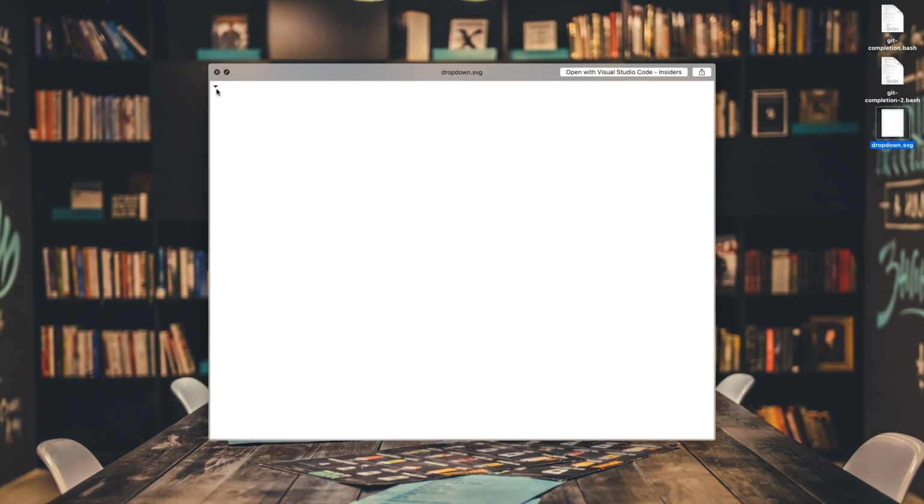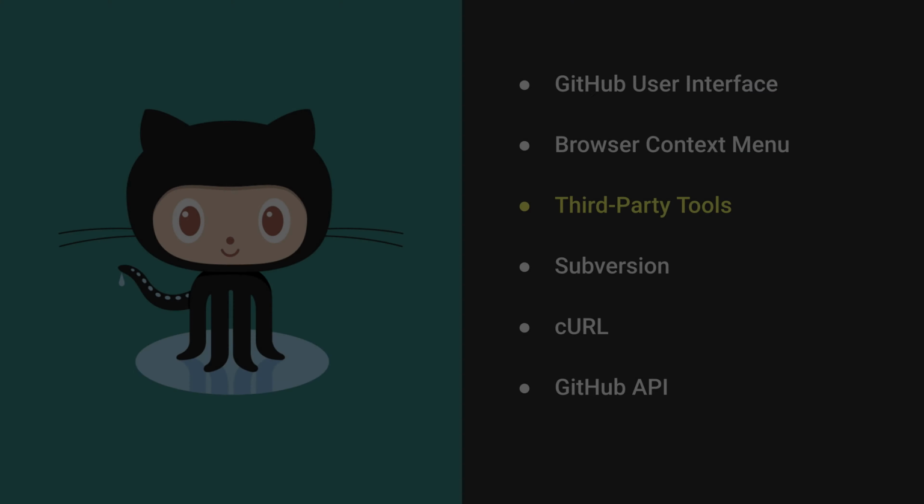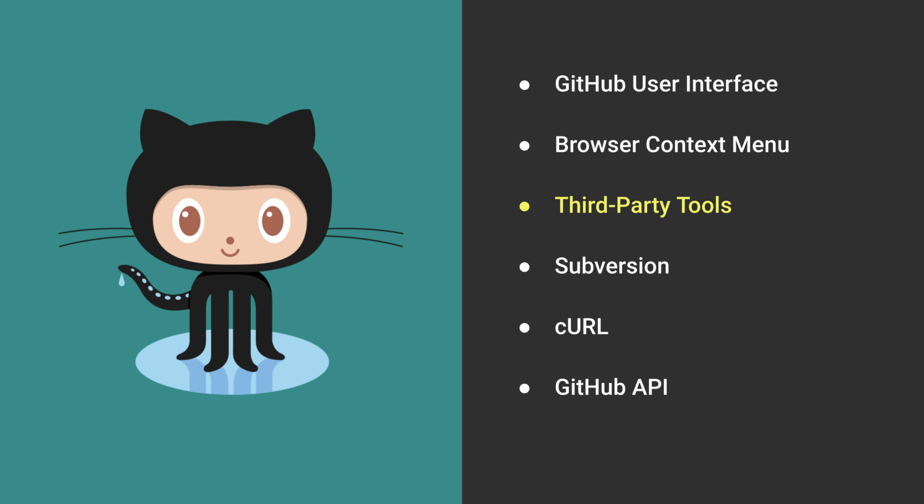Now, while this is one of the easiest ways to get a specific file from GitHub, there is the possibility that it will fail if you're trying to download an extremely large file. And since it only works for files, it's not an all-encompassing solution for those that need to download specific folders. The third option that can work for both files and folders is to use a third-party tool.